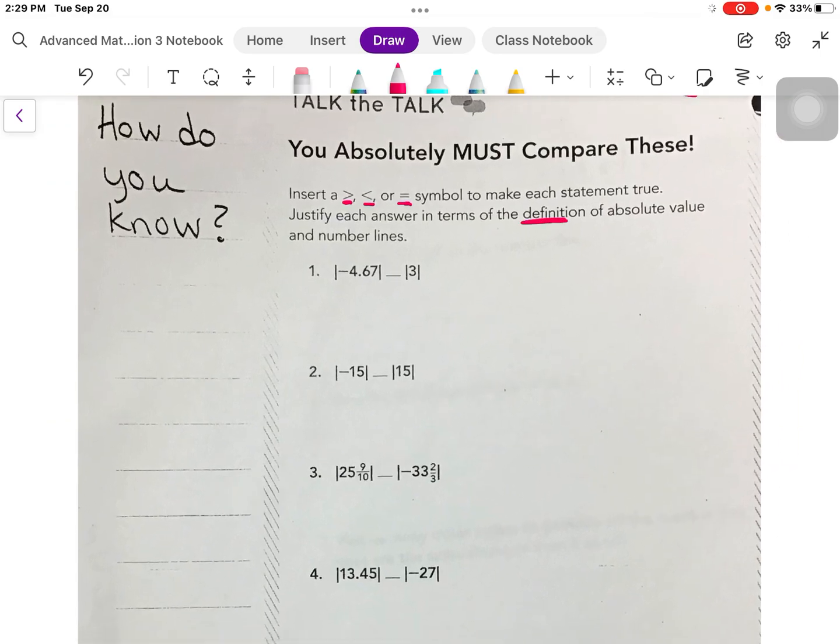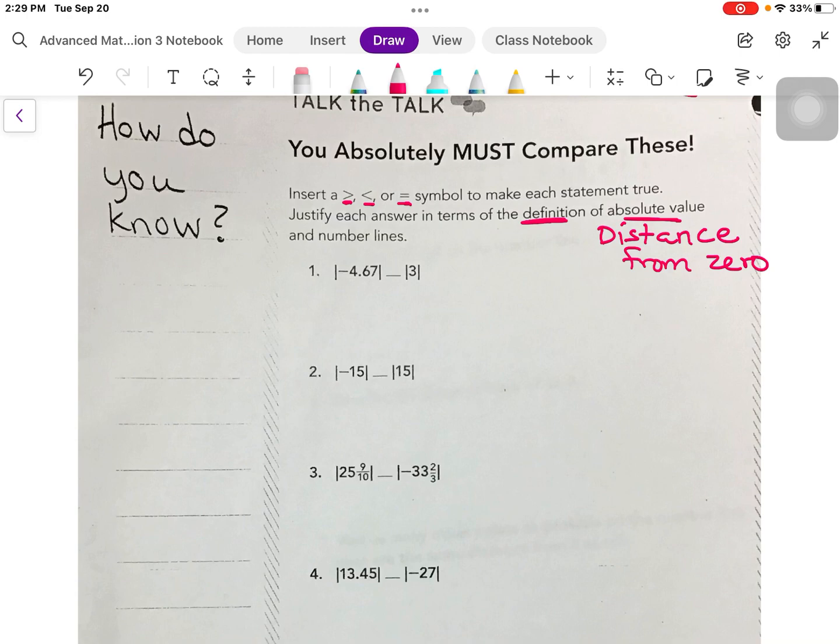Well, what's the definition again? The distance from 0. So I got to figure out what is the absolute value of each of these, and then I have to compare them on a number line.